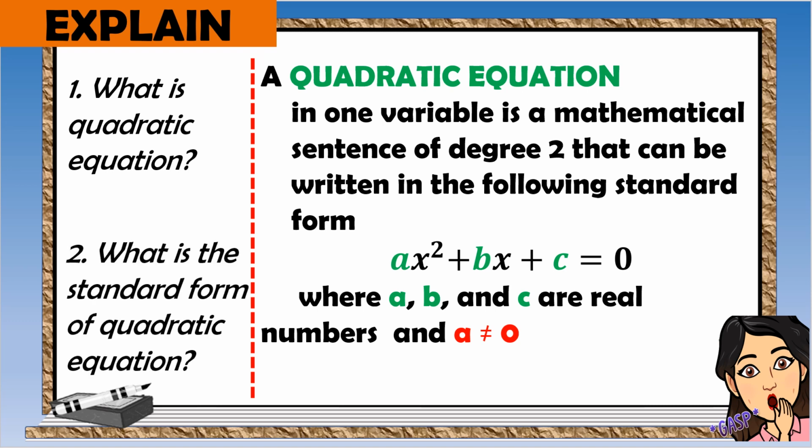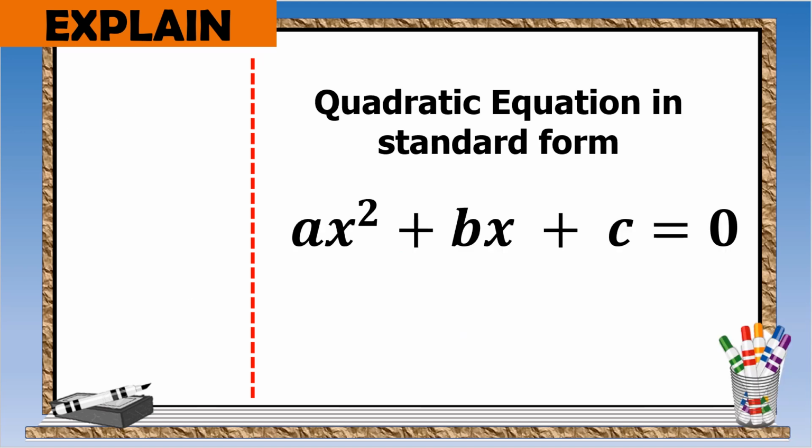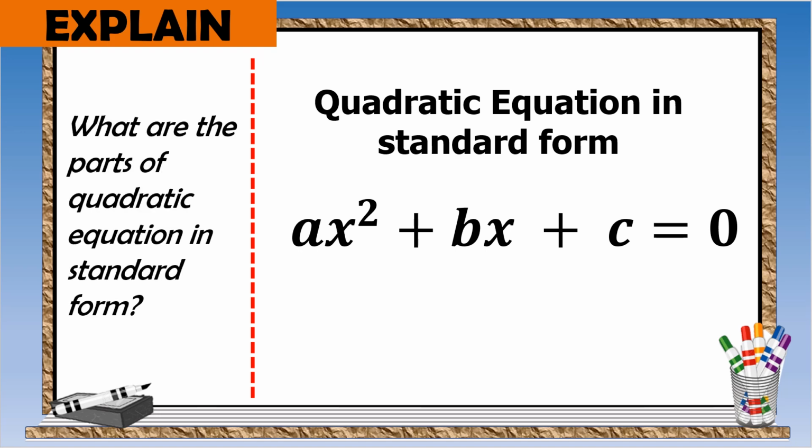So what is the standard form of a quadratic equation? That is ax squared plus bx plus c equals 0. Take note that in standard form, a should be a positive real number. Again, a quadratic equation in standard form is written as ax squared plus bx plus c equals 0. So the question is, what are the parts of a quadratic equation in standard form?